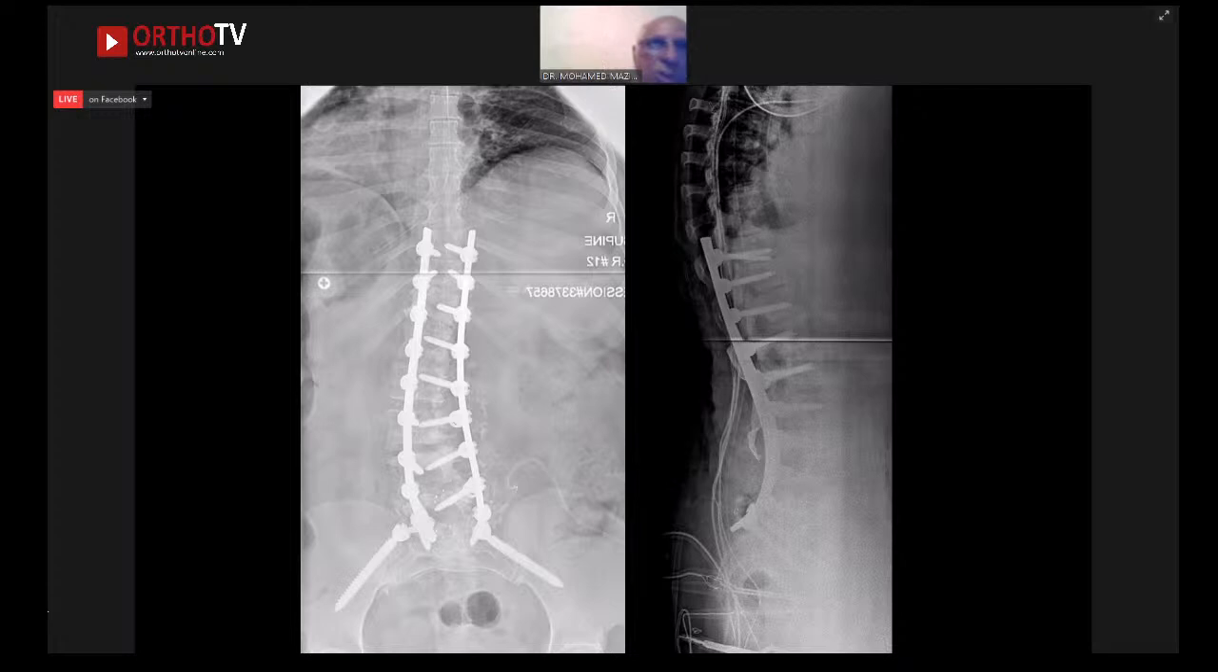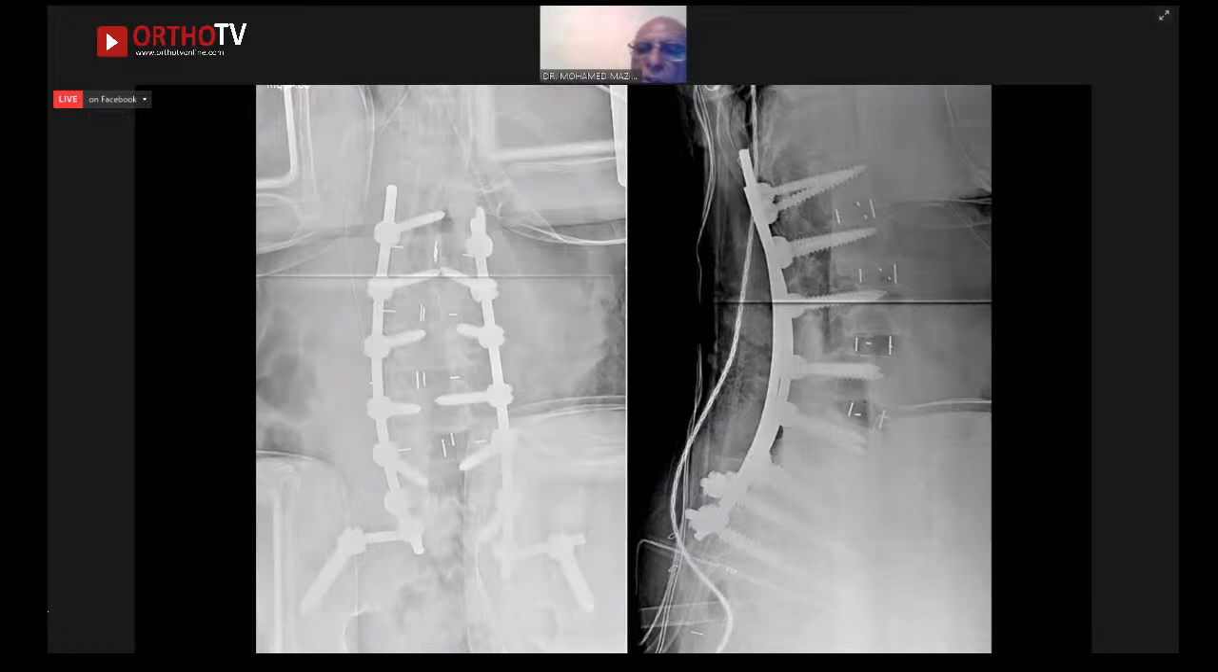So we should avoid this extensive operation, except in case of loss of balance where the operation is mandatory and has to be explained. This is the long fixation, but this case is good because he restored the lumbar lordosis.